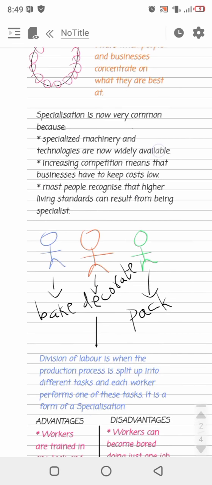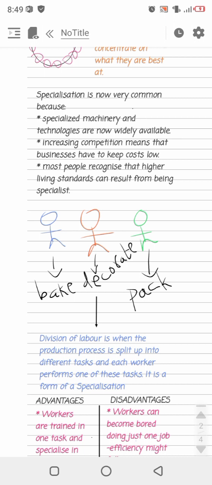So for example, the person who is decorating the cupcakes is absent. So who will decorate the cupcakes? The person who is baking the cupcakes does not know how to decorate the cupcakes. The person who is packing the cupcakes does not know how to do the icing or decorate the cupcakes.